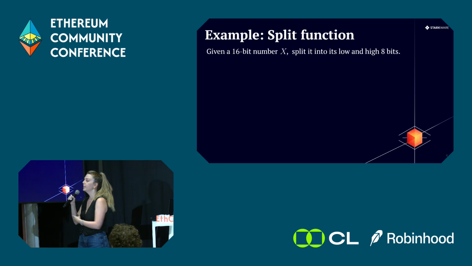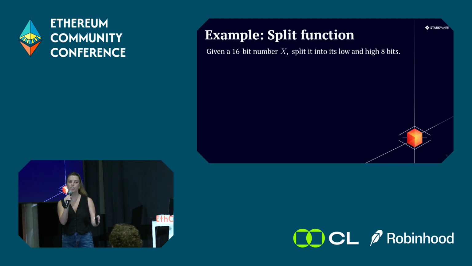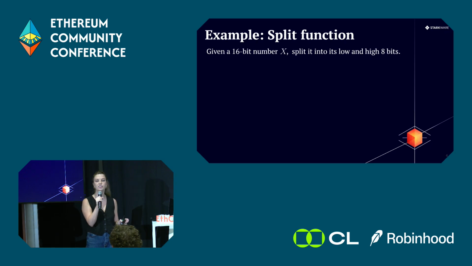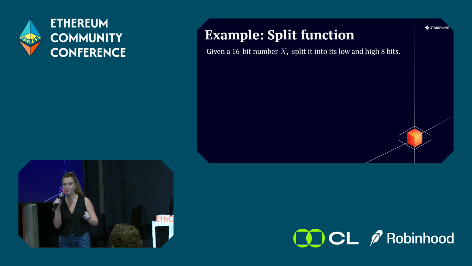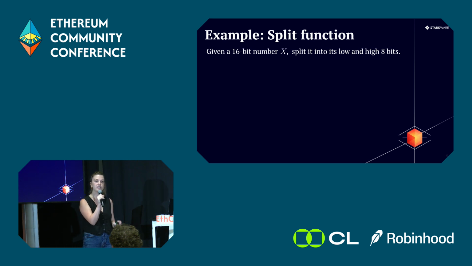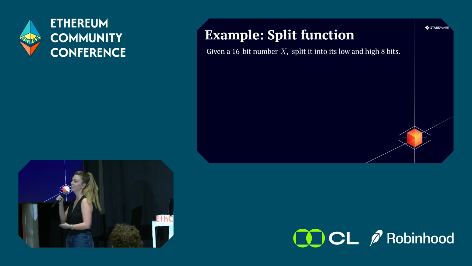Let's have a concrete example. We'll take a look at this function, the split function. It is very simple. Given a 16-bit number x, we want to split it into its low 8 bits and high 8 bits. So let's start by writing the trace together. And now I'm going to give you a rule of thumb. Every trace starts with the component's inputs. So if the input is x, what will be the first trace cell?